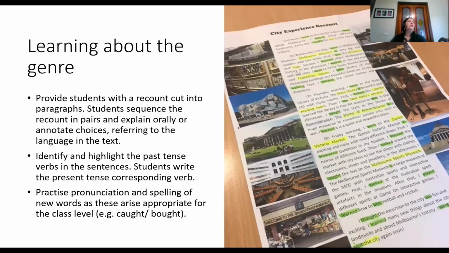And then we moved to learning about the genre. So the next stage. Here we gave them a model text where we cut the paragraphs. So then the students had to sequence the order using the language of a recount. And we did it in pairs, and then they had to explain orally or annotate choices. They were manipulating the language and playing hands-on with these. And then they had to highlight and identify the processes, past tense, in the sentences, and with a lot of pronunciation here, especially about past tense.